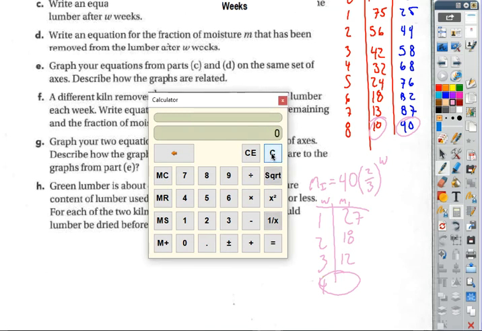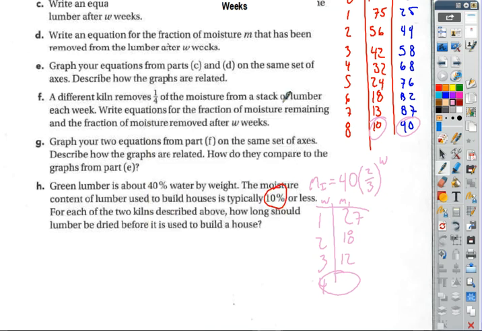For the other one, same idea. We have 40 times 0.75. So that's week 1. That's week 2. That's week 3. That's week 4. It's going to be week 5. So it'll take 1 extra week. All right, so there you have it.